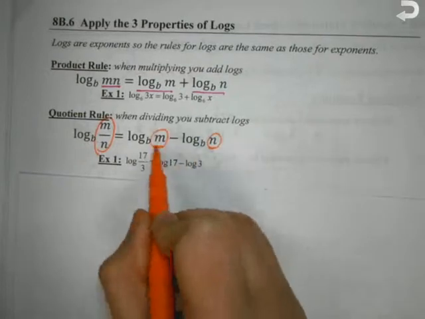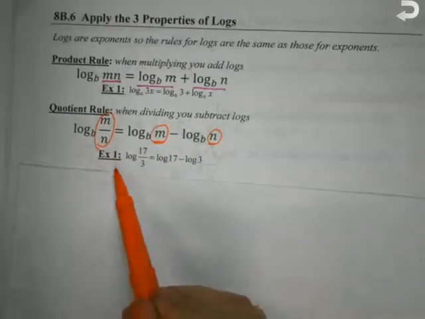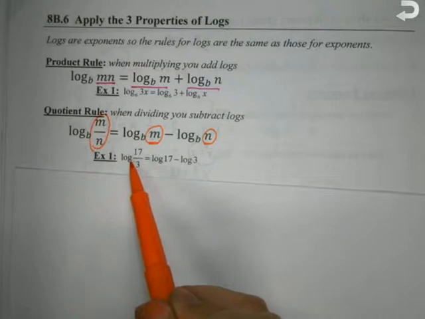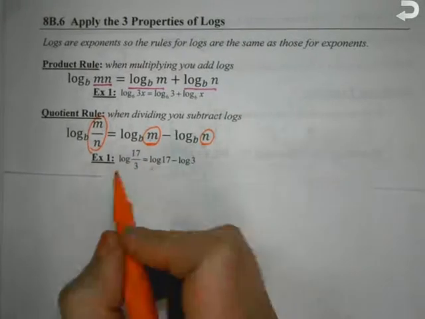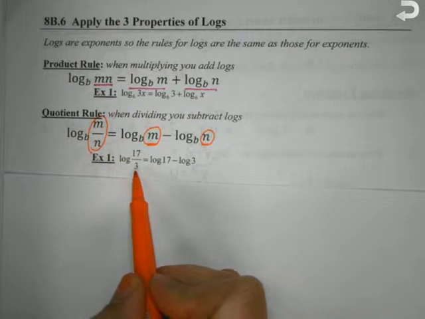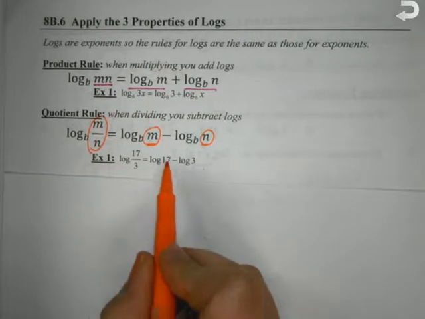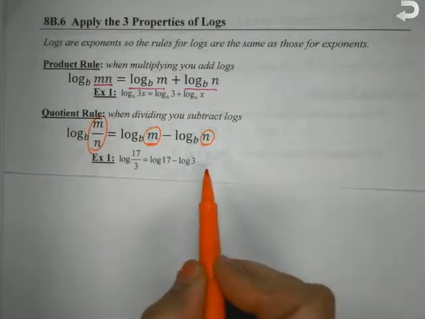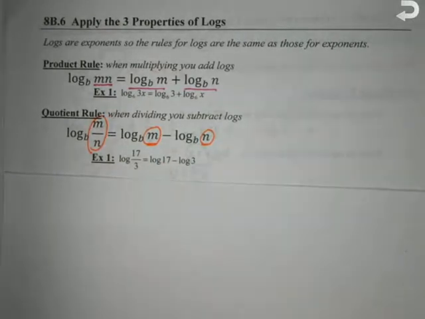So make sure that the numerator is first and the denominator is second. Okay, so for example, if I have log with no base, what's the base there? 10. So if I have log of 17 over 3, I can actually rewrite that as log of 17 minus log of 3. So we're just rewriting it in a different way. Still okay with that?